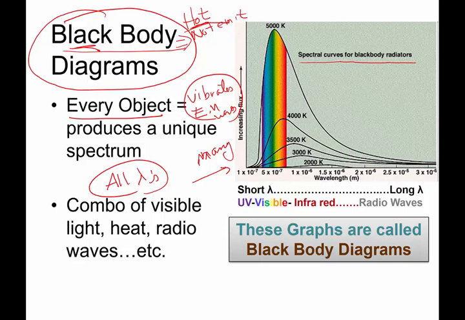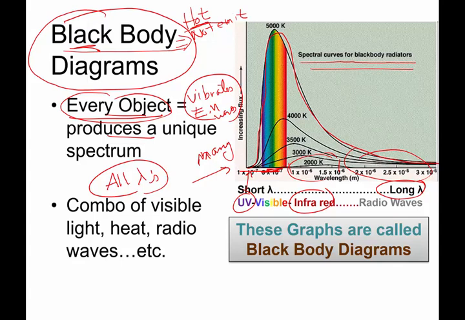Here's what I want you to understand. Every object produces a unique one of these curves. Right? Some of the light emitted by an object might be in here, in the visible part of the spectrum. Some of the wavelengths emitted by an object might be here in the ultraviolet portion of the spectrum. The same object might produce some heat, which is in this portion of the spectrum, and it might produce some radio waves, which is in the long part of the electromagnetic spectrum. Every object, you, me, tadpoles, and your cup of coffee, each has a unique black body curve.